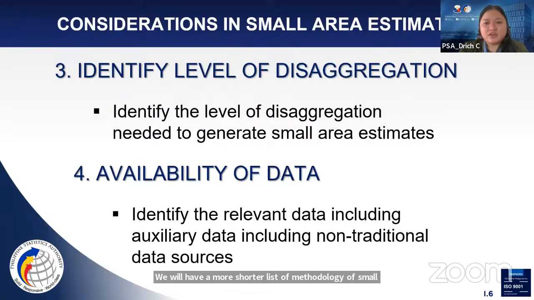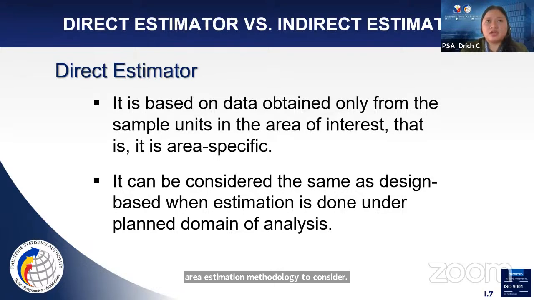So further, to the general difference among the small area estimation is that we have direct small area estimates and we have indirect small area estimates. So the direct estimates are direct estimators based on data obtained from the sample units in the area of interest. That is, it is area specific. Well, it can be considered the same as design-based when estimation is done under planned domain of analysis. So for example, our direct estimate is based on survey design. So those are examples of those.